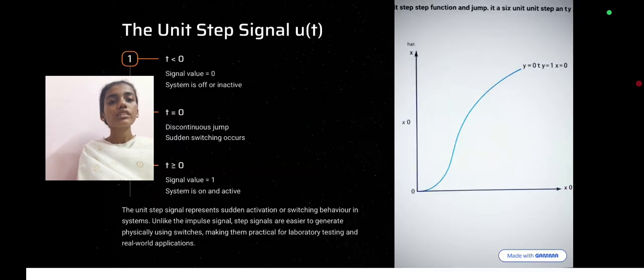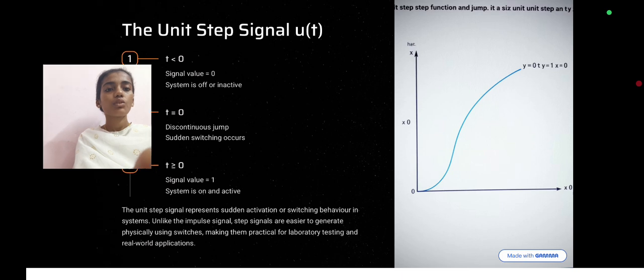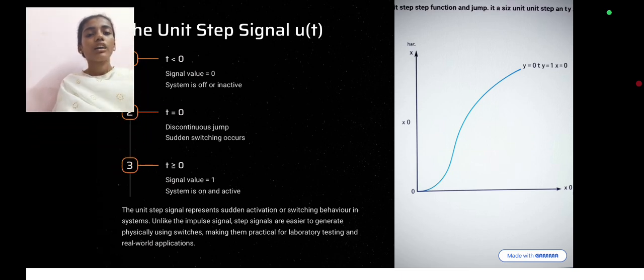Next, the unit step signal u of t. At t less than 0, the signal value is equal to 0. The system is off or inactive. At t equals 0, a discontinuous jump, sudden switching occurs. For t greater than or equal to 0, the signal value is equal to 1, then the system is on or activated.